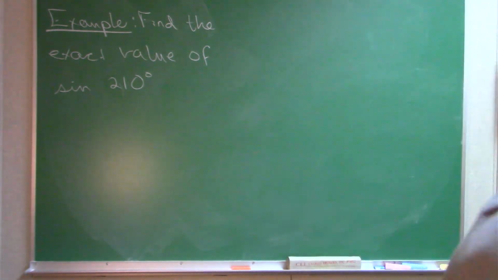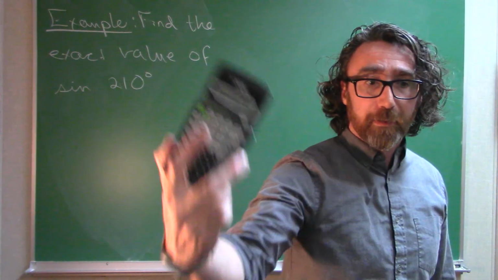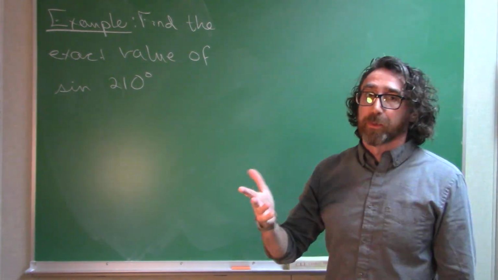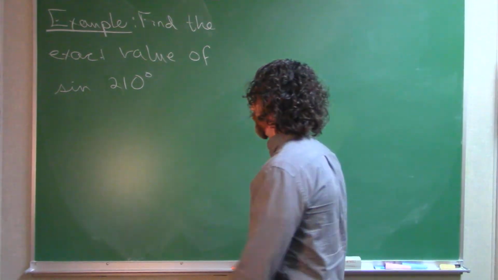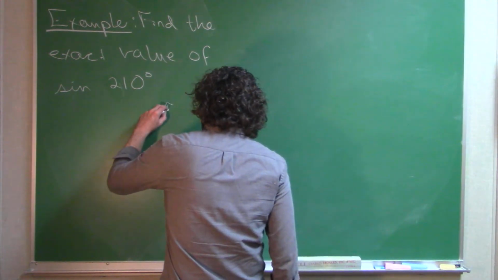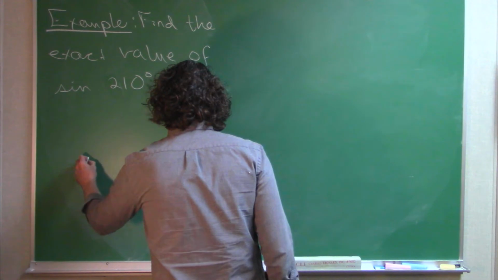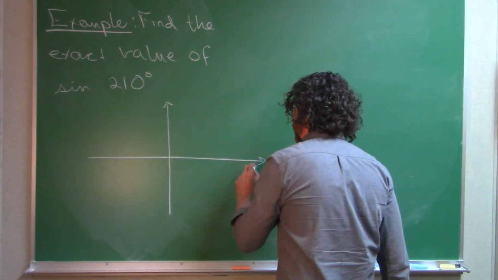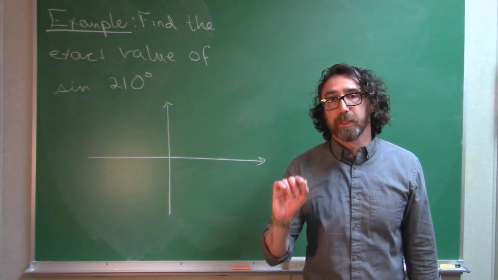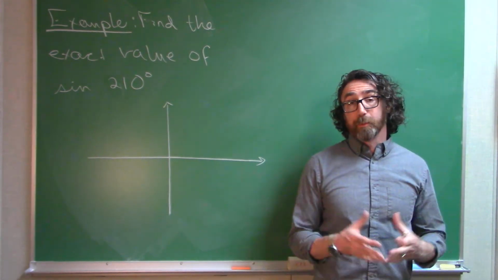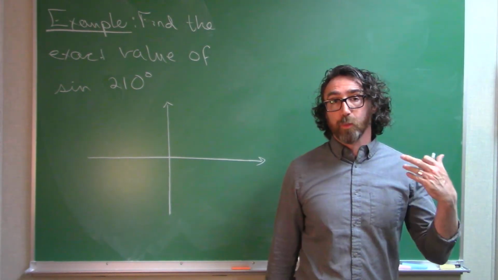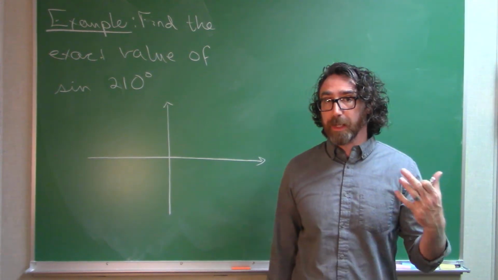Now, when we're talking about exact value, the calculator goes out the window. We're not allowed to put decimals, nothing like that. And remember, the only time I would ask you for the exact value of a trig function is if it's a special angle. And what do I mean by special angle? Well, I mean you can work in a special triangle.